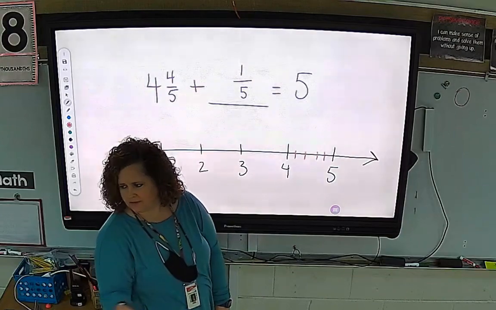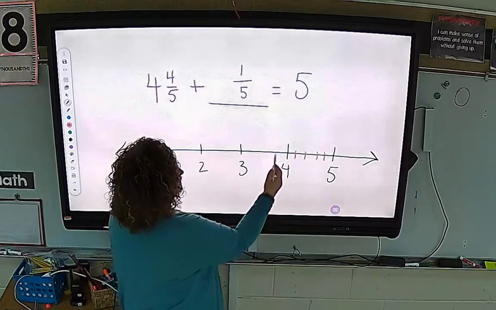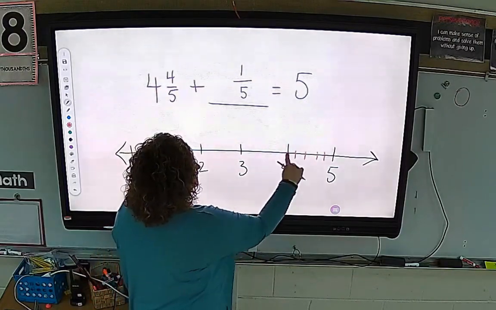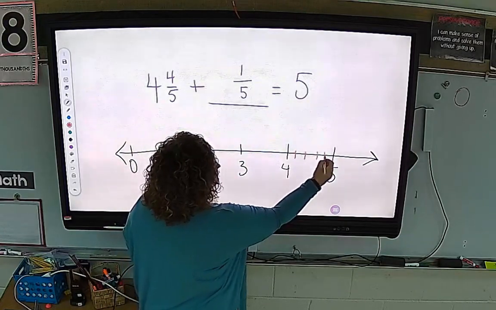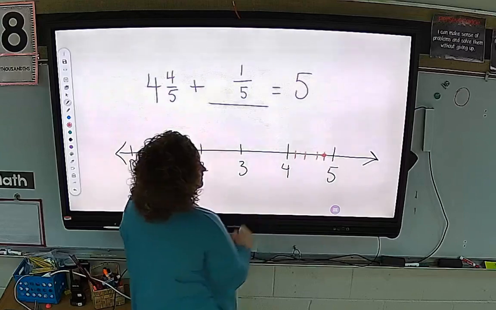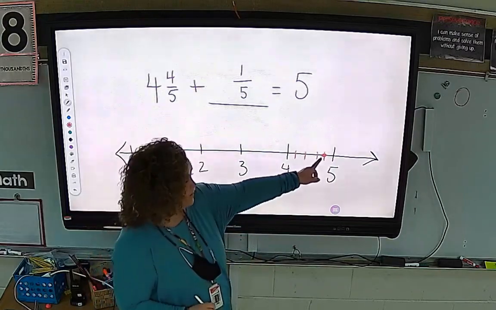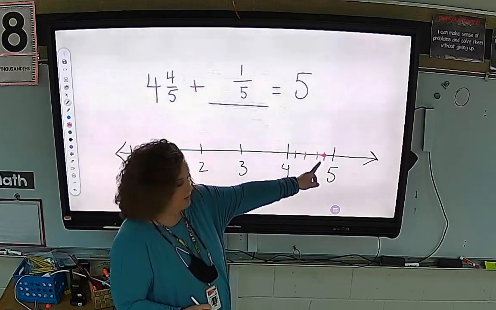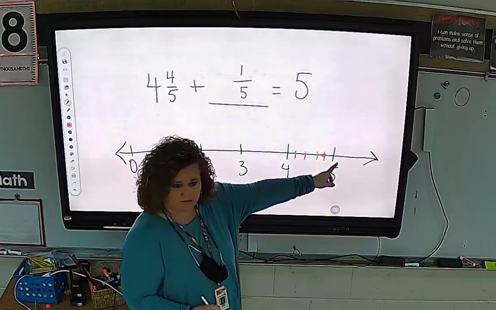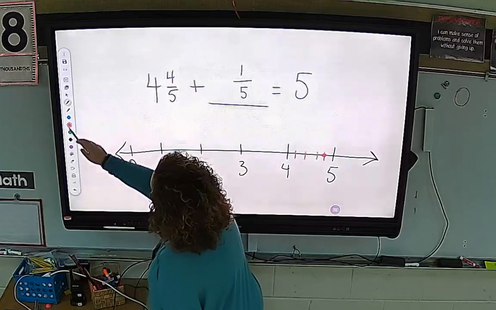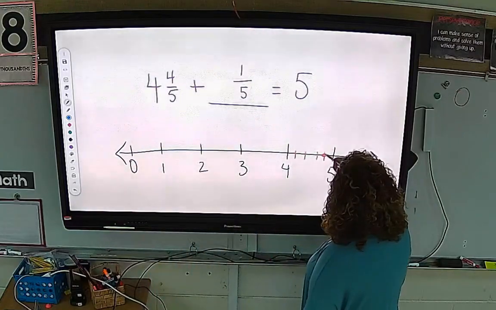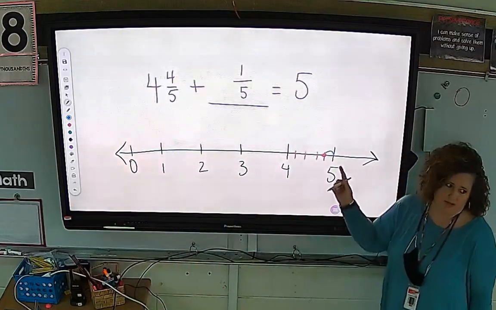Okay, let me have your eyes up here. If I'm at 4 4/5, so I go to 4 and then I count 4 more fifths. 1, 2, 3, 4. So I'm right here. This is all we're asking. That's where I'm starting, 4 4/5. How much more do I need to get to 5? Just this one little, let's change its color so we can see it. Boop. Just that one little boop right there.